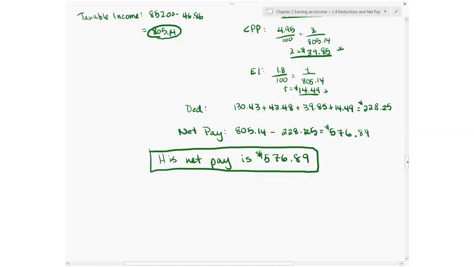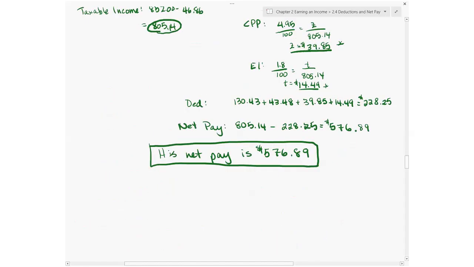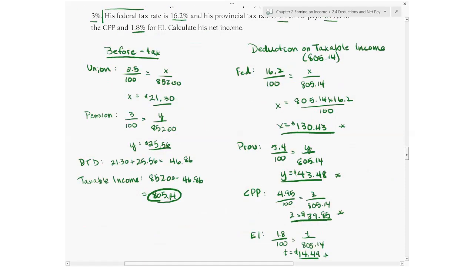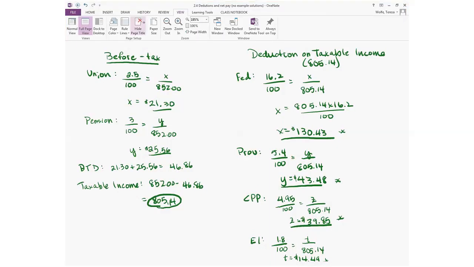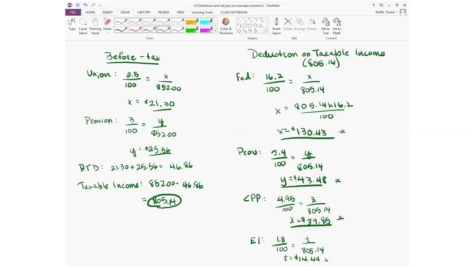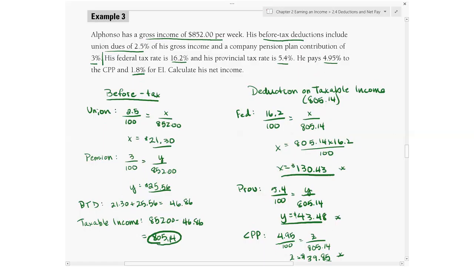Okay, so he started out with 852. He's going home with 576. There is another way you can do this to make it a little easier. Same thing we do with taxes. Instead of splitting everything up, let's just change color here for a little bit. Let's go blue. So what you could do, instead of calculating everything separately, you could say before tax deductions are 2.5 and 3. So 2.5 plus 3 is 5.5, and then you could just calculate that. So 5.5 over 100 is x over 852.